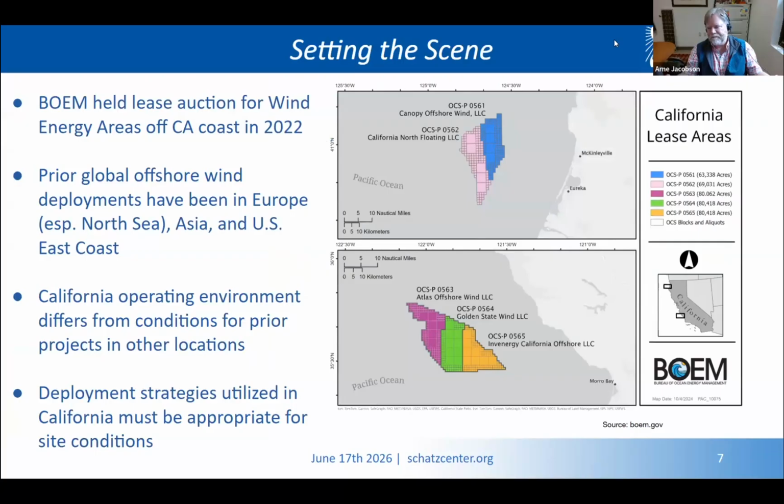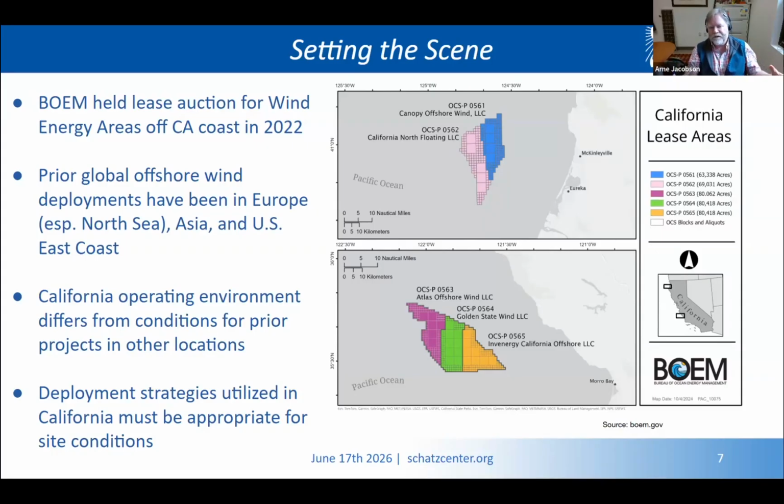So just basic setting the scene. Some of this information may be very familiar to some of you, but I just want to bring everybody up to the same speed. The Bureau of Ocean Energy Management, a federal agency, as part of the Department of Interior, held a lease auction for wind energy areas off the California coast in late 2022 that resulted in 2 lease blocks off the coast of Northern California, the Humboldt wind energy area, and 3 lease blocks off the Central Coast in the Morro Bay wind energy area. And so these are the areas that we thought about in terms of study areas for this analysis.